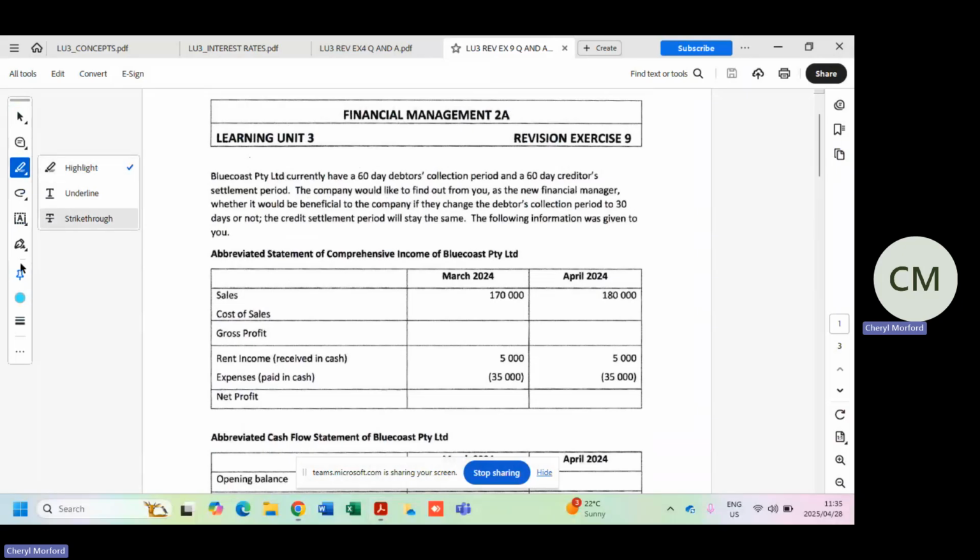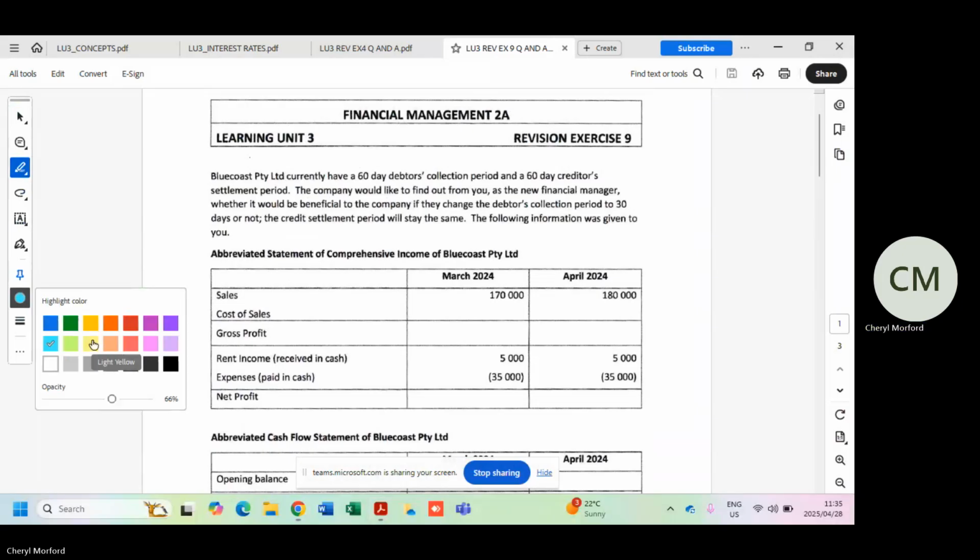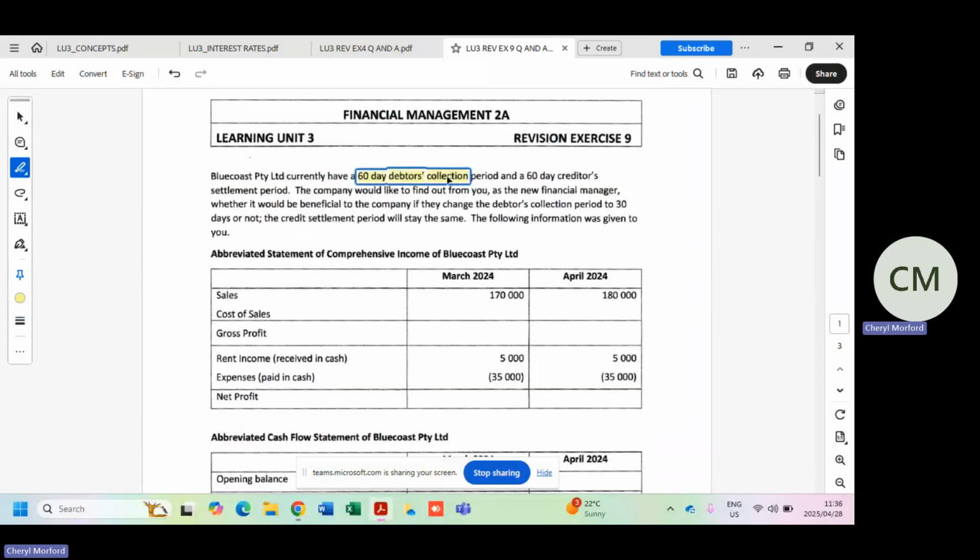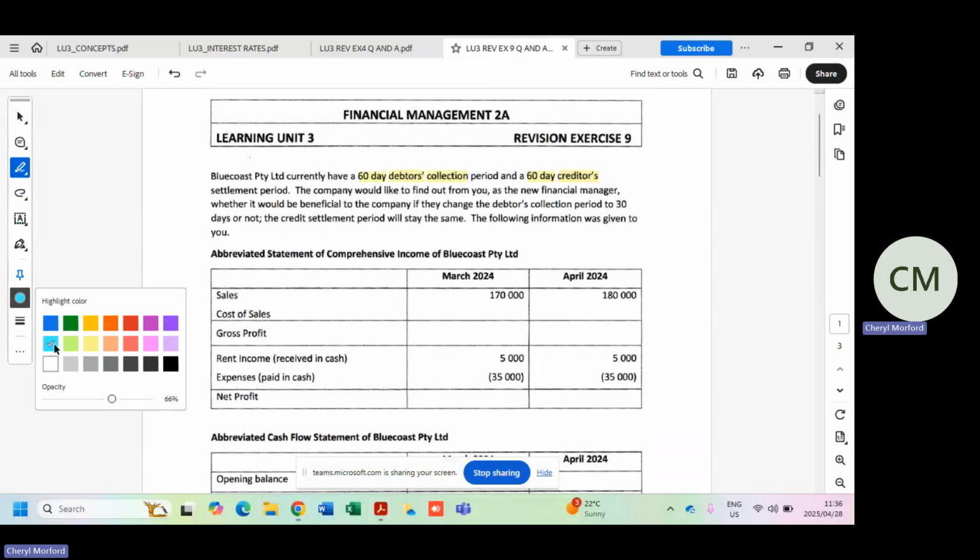The initial information is that we have a 60-day debtors collection period, and we also have a 60-day creditor settlement. Okay. We're now wanting to find out if we can improve the situation, if we keep the credit settlement period the same, but if we shorten the debtors collection period to 30 days. So we want to do this for a period of 2 months.